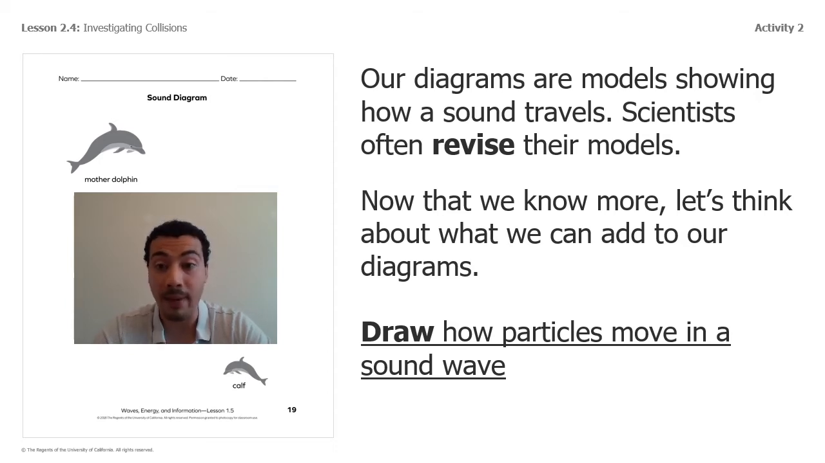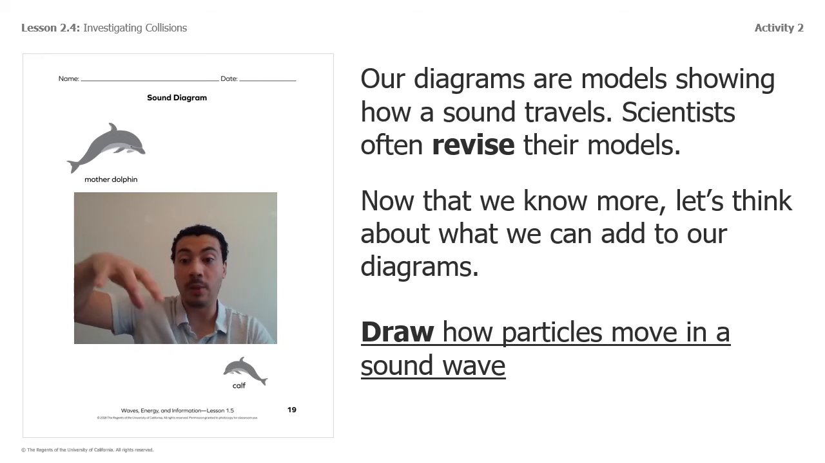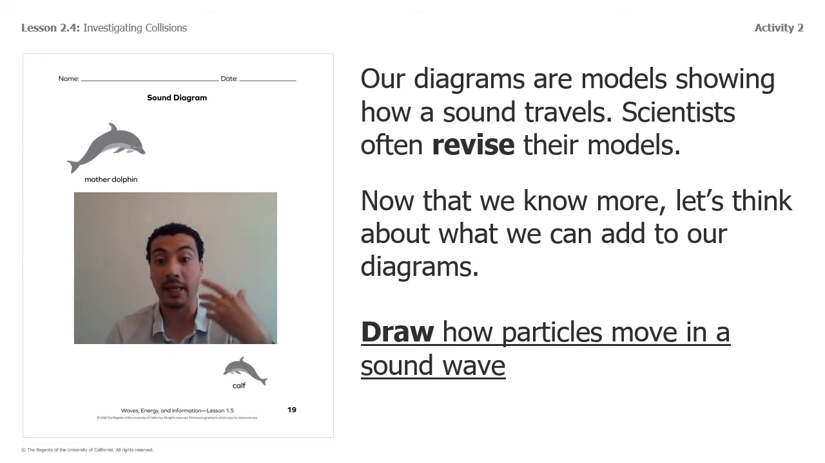Scientists often revise their models. That means that they observe, they take notes, they make new observations, and then they make decisions either to revise, change, modify, or keep the same models. Why are they doing that? They're doing that because every single time scientists are discovering something new.